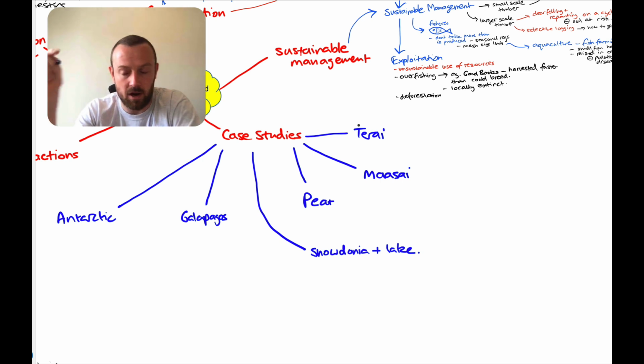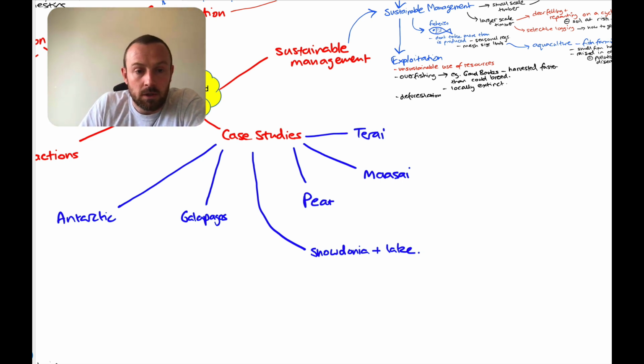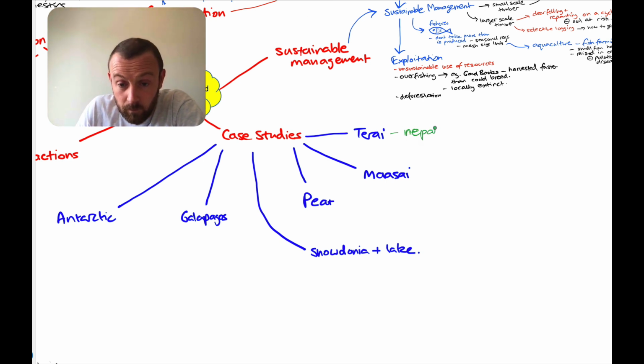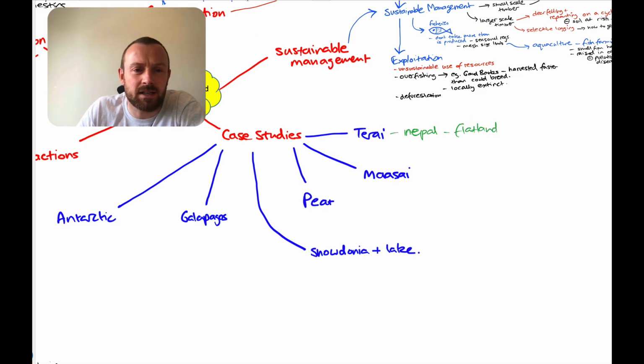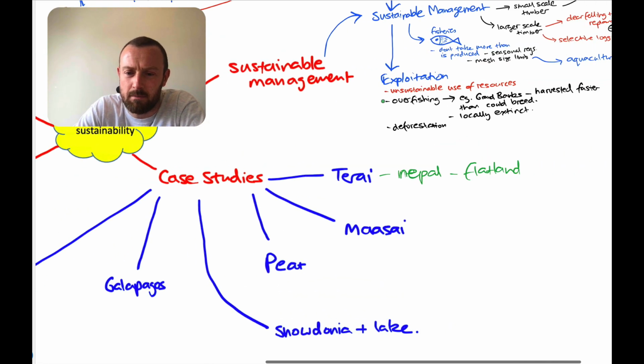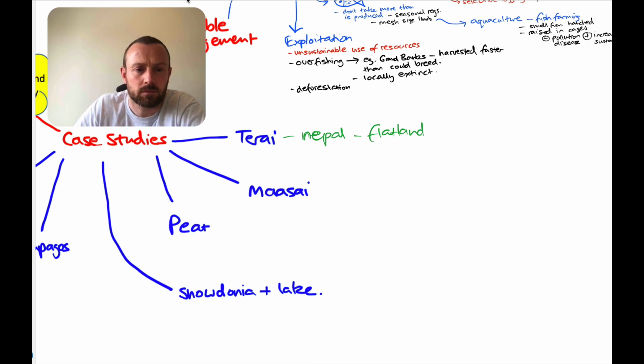So first of all, the Terai. Now this is in Nepal. What color should we do? Let's do green. Okay, so this is Nepal, and it's the flat land of Nepal, not the mountains. And it is a mosaic of forest and marsh and savanna.